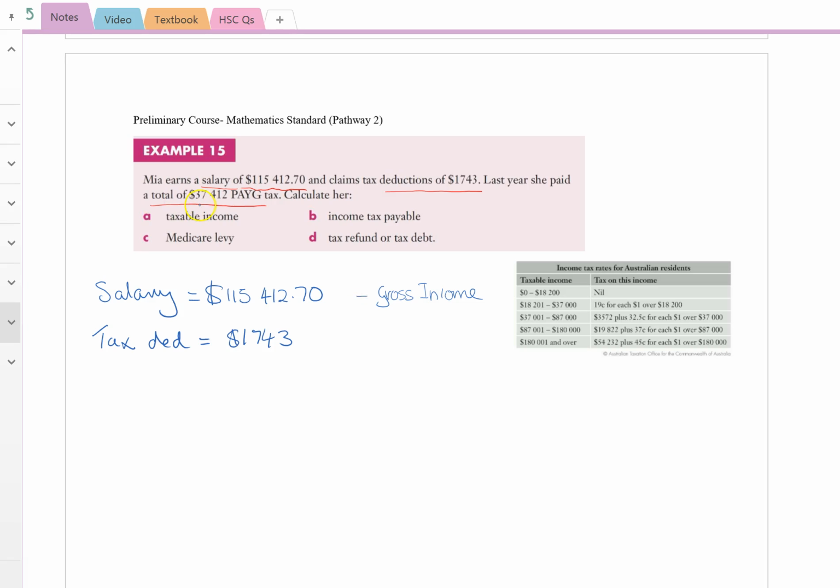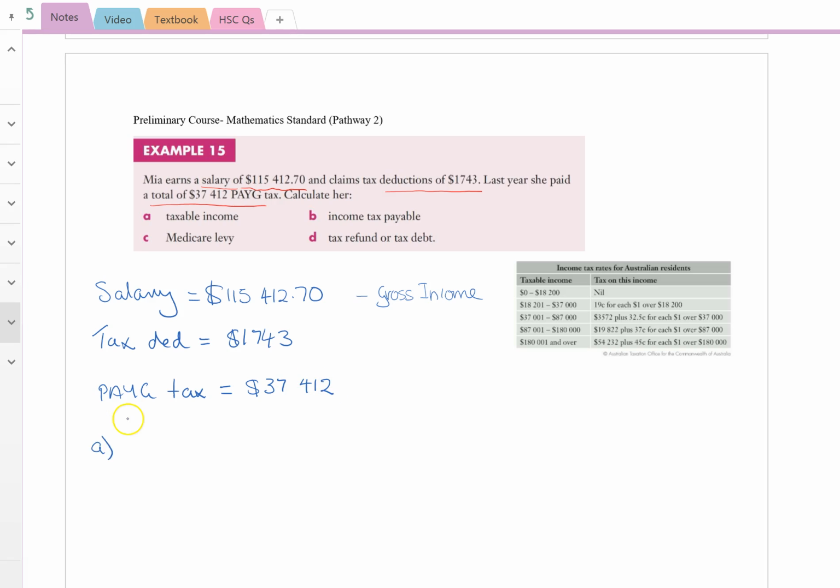Last year she paid a total of $37,412 pay-as-you-go tax. I'm going to call it that, pay-as-you-go tax. This has already been paid for her. It's come out of her wage or pay each week or fortnightly, and it's already been sent off to the government. That's quite a big amount. $37,412 has already been sent.